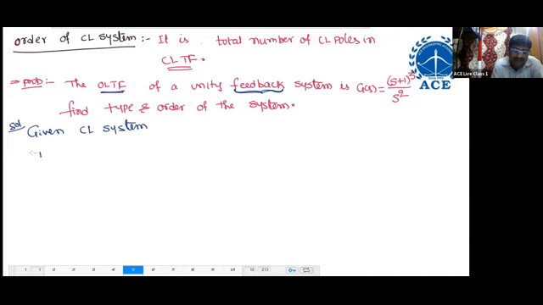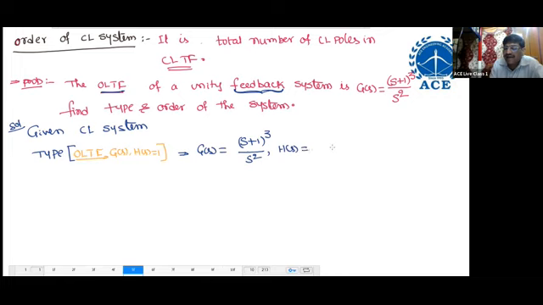First find the type. For type, what is required? Open loop transfer function is required. That is G of S, and H of S should be 1 because it is a closed loop system. Given also G of S only, H of S is 1. So directly we can write the type because G of S only is given. G of S has S square, and H of S is 1. What is the type here? It is a type 2 system.